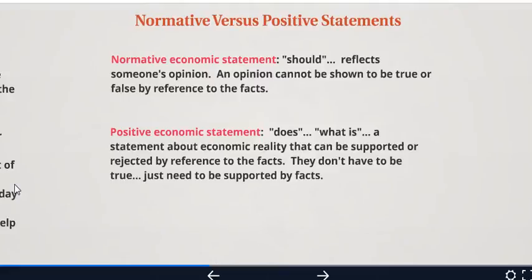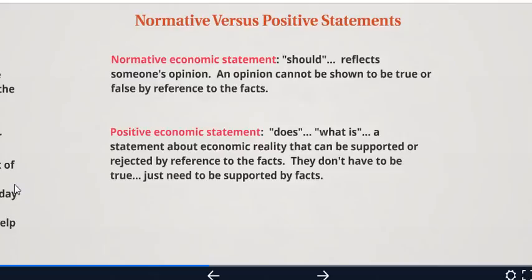Okay, more key terms. You need to know these. Normative economic statements and positive economic statements. So just remember, normative means should. It reflects someone's opinion. An opinion cannot be shown to be true or false by reference to the facts. There's no data that's going to make a should statement true or false. It's an opinion. There's no basis for that opinion.